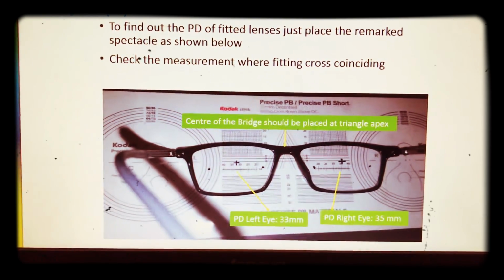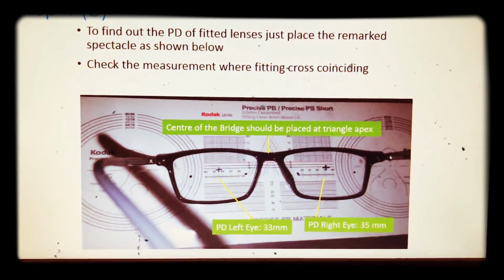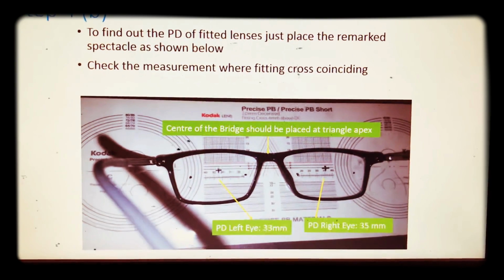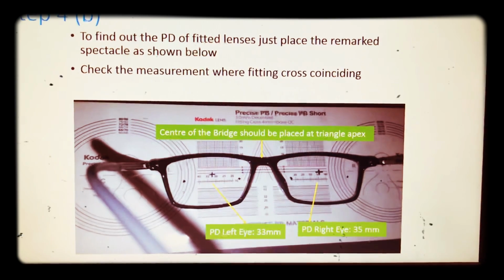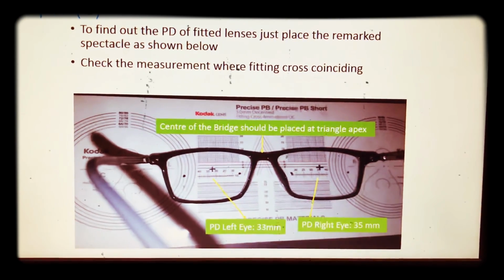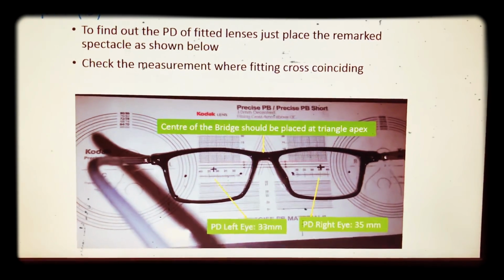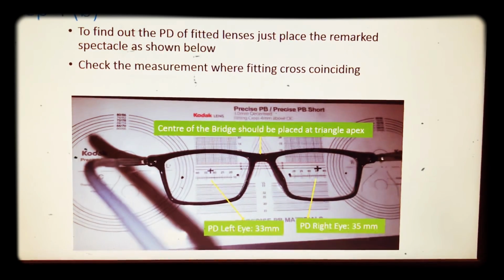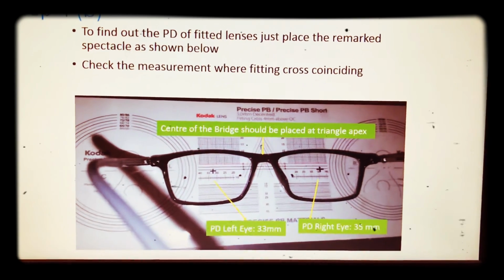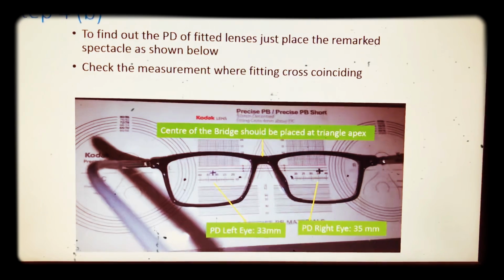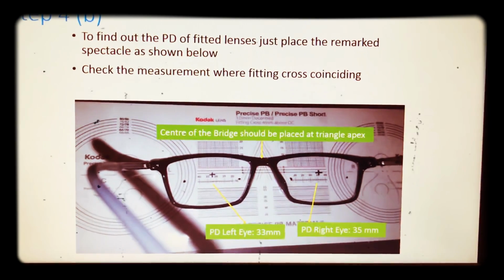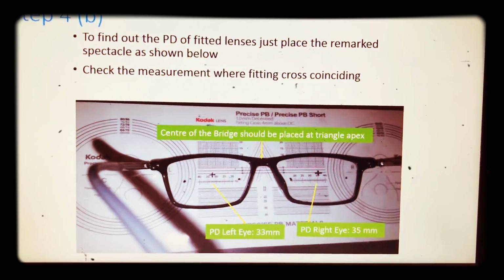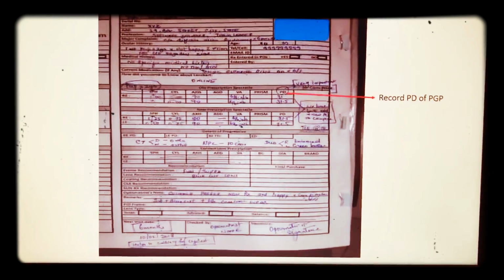And if you see, there will be a marking. Your center point of one lens and the center point of the other lens will coincide with some numbers which are written on the scale, right? In this case, the PD of the right eye is 35 mm and the PD of the left eye is 33 mm, right? After marking this, you will get the PD of the right eye and the left eye lenses, right?